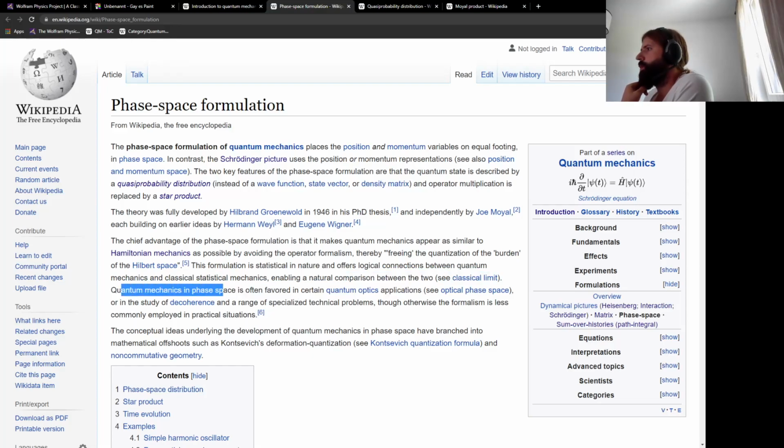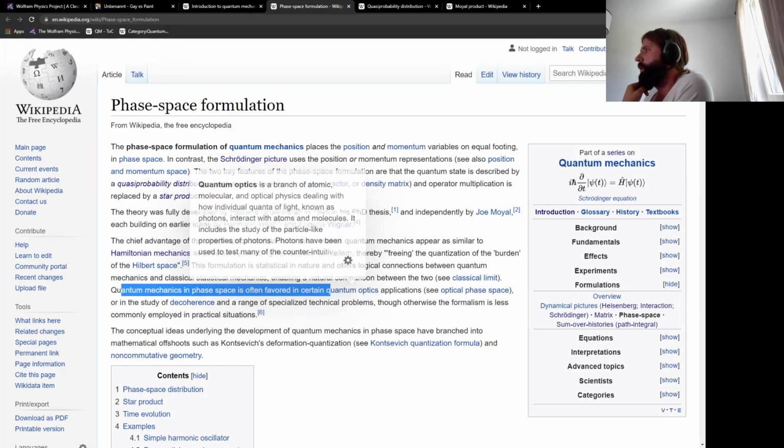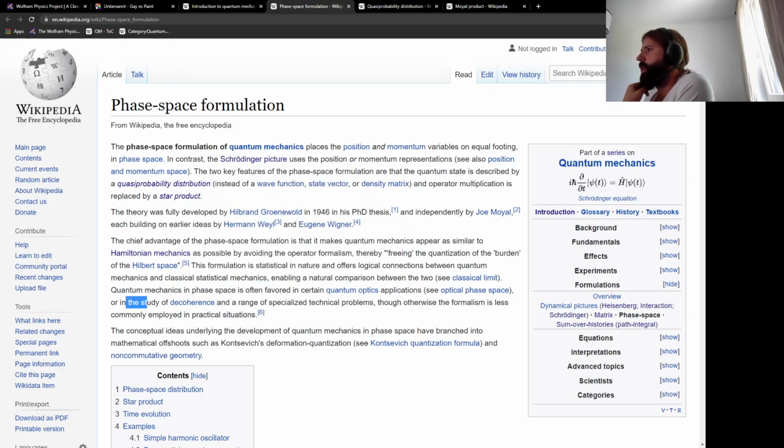Yeah. Quantum mechanics in phase space is often favored in certain quantum optics applications or in the study of decoherence and a range of specialized technical problems. So that's why it's the Xanadu model, right? It's less employed in practical solutions.